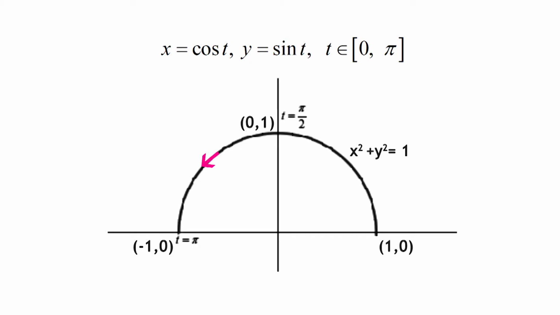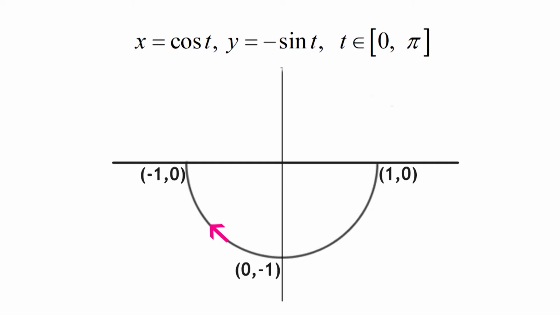then the parameterization x is equal to cos t and y is equal to sin t, where t varies over closed interval 0 pi, represents only a portion of the unit circle. It represents the upper semi unit circle shown in the figure. At the same time, the parameterization x is equal to cos t and y is equal to negative sin t, where t varies over closed interval 0 pi, represents the lower semi unit circle shown in the figure.